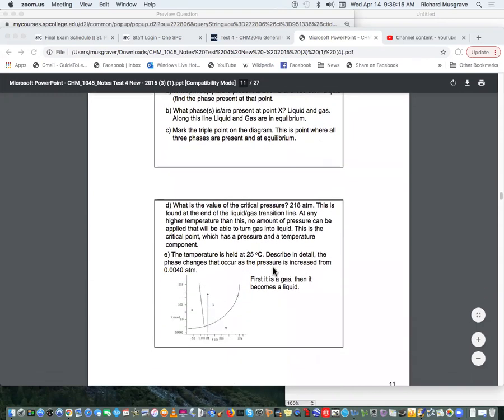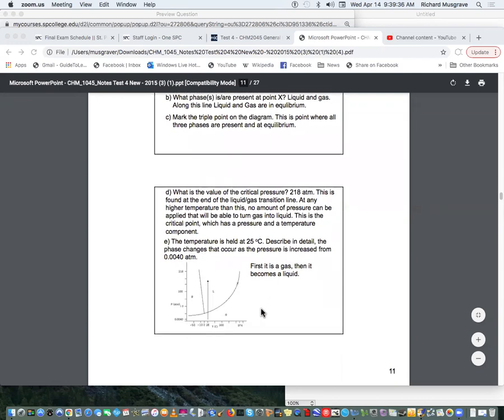All right, the last one here, this is kind of the hardest of them, but it's really not that bad either. The temperature is held at 25 degrees Celsius. Describe in detail the phase changes that occur as the pressure is increased from 0.0040 atmospheres. The answer is that first it's a gas and then it becomes a liquid. So how do we deal with that? In this kind of question, we could be starting at a certain pressure and then moving that pressure up, but the temperature is going to remain stable. So the line is going to be completely vertical. It could go in either direction, by the way. It could be decreasing or increasing on the pressure.